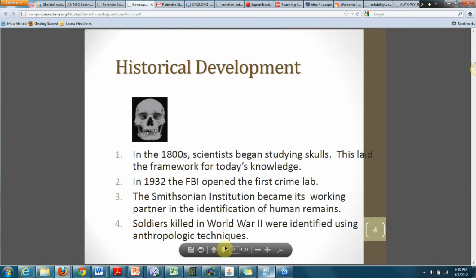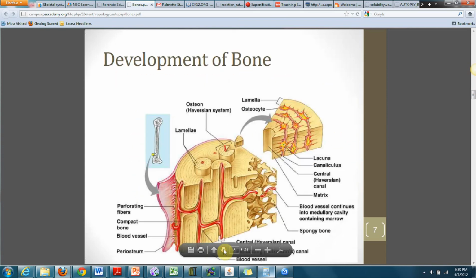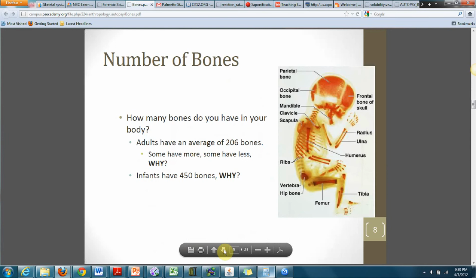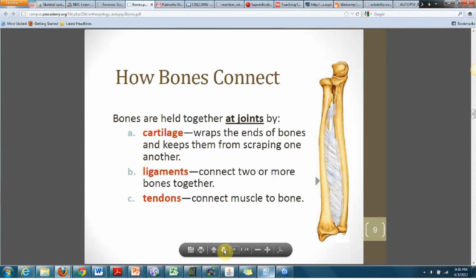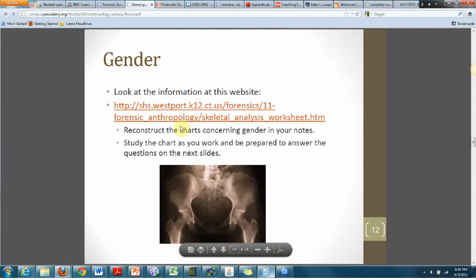As you continue through this, you're going to see a lot of information about bones, how they're developed, some significant parts of bones. And there are a couple of slides that contain a link to a website that's going to help you learn more about gender and age as you go through this presentation.